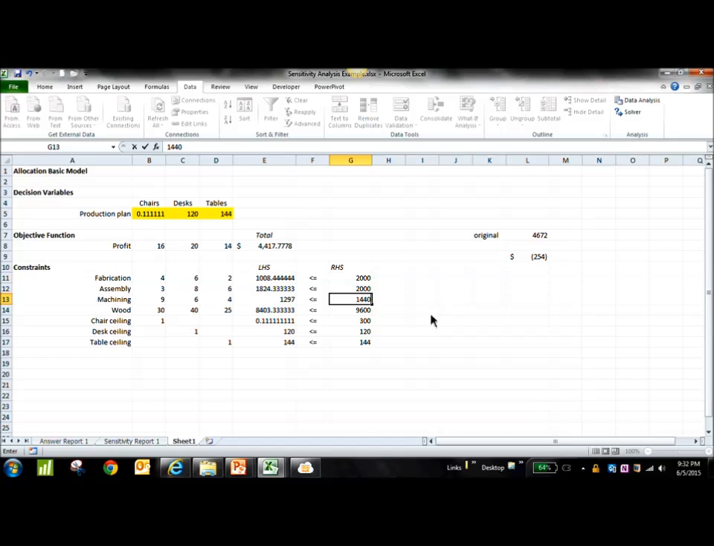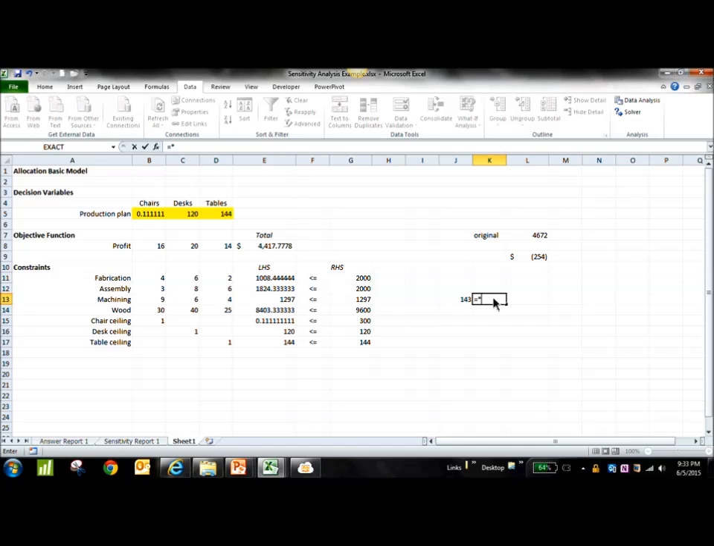So we put 1440, 14. Oh yeah, that makes sense. Sorry, my bad. Because, my bad, I'm going to put it back to where it was. So when we did 1297, we reduced that value by how much? 1440 minus this. We reduced it by 143.